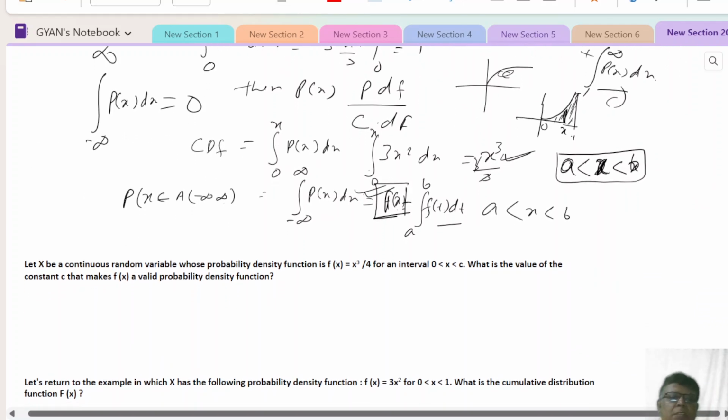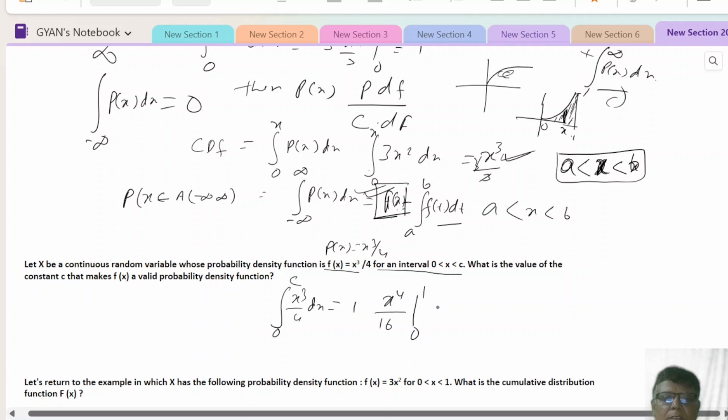Let x be a continuous random variable with probability density f(x) equal to x cube by 4 for the interval 0 to c. So the integral of x cube by 4 from 0 to c should be equal to 1. That is x to the power 4 by 16, from 0 to c. That means c to the power 4 by 16 is equal to 1. So c to the power 4 is equal to 16 and c is equal to 2. So the answer is 2.